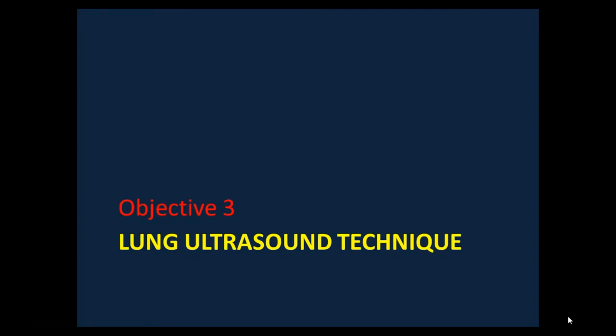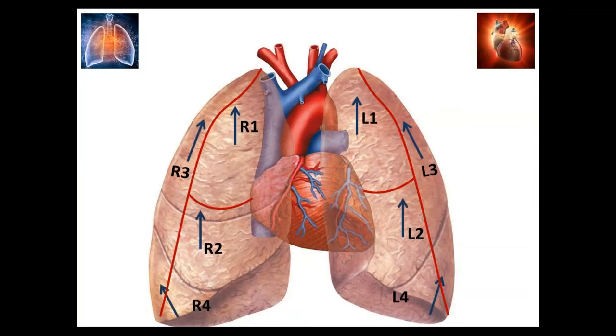Then we'll discuss lung ultrasound technique in brief. In neonates, we can evaluate the lung in basically three zones on each side. So we have R1, which is reflecting right upper lung, R2 right lower lung, R3 lateral surface of the lung. The same for the left side, L1 left upper lung, L2 left lower lung, and L3, which is lateral surface of the left lung.